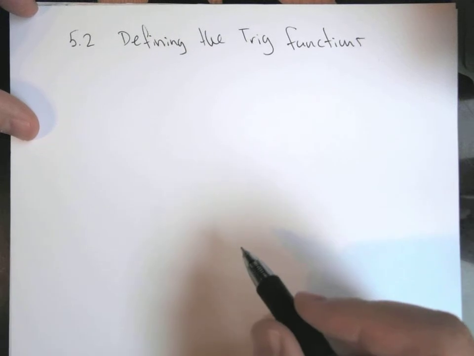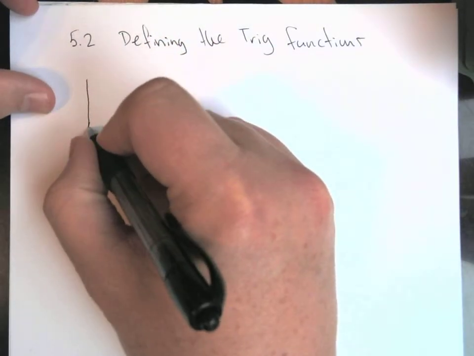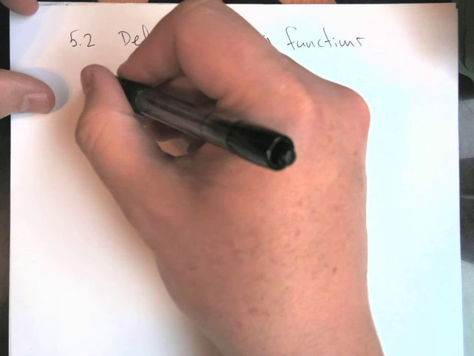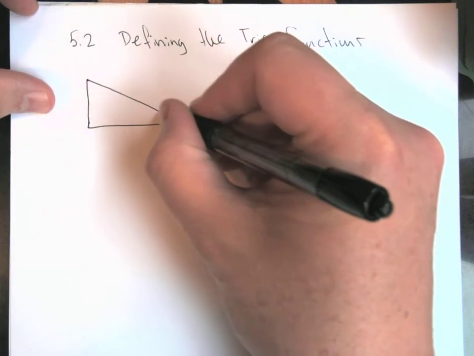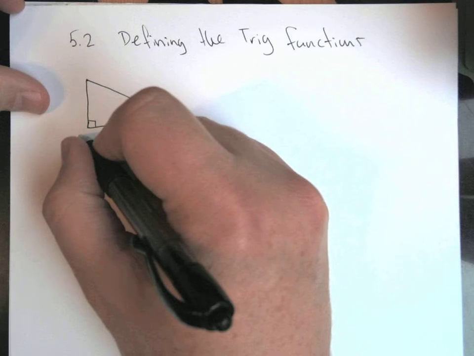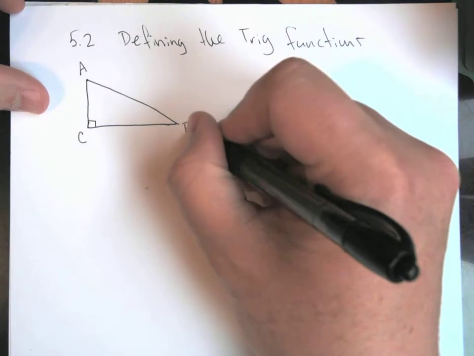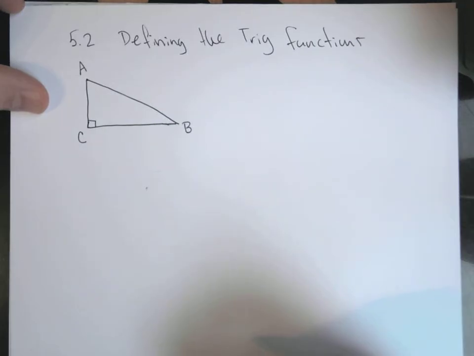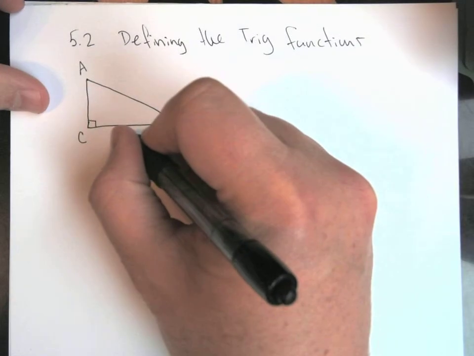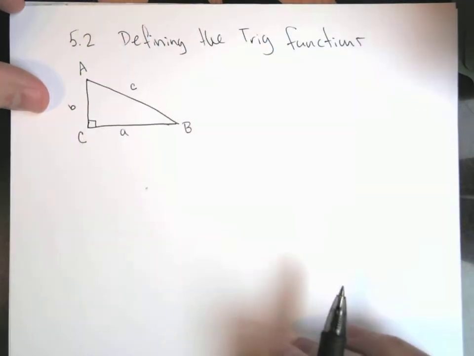So let's start with another generic right triangle. I'll keep this picture relatively consistent to the one we were using before. So angle C, angle A, angle B, and then that's going to be right side A, side B, and side C.